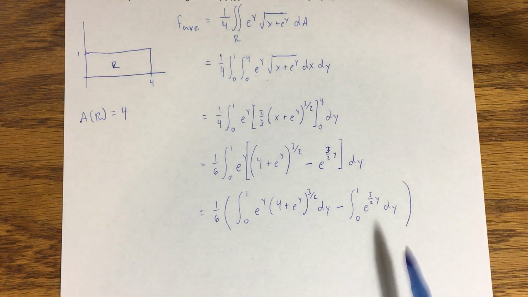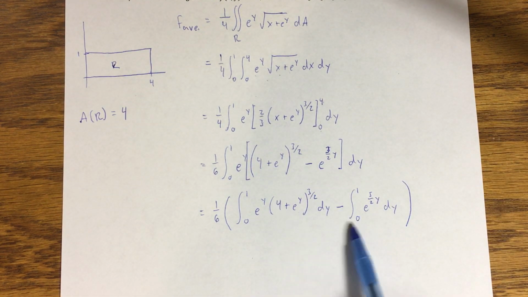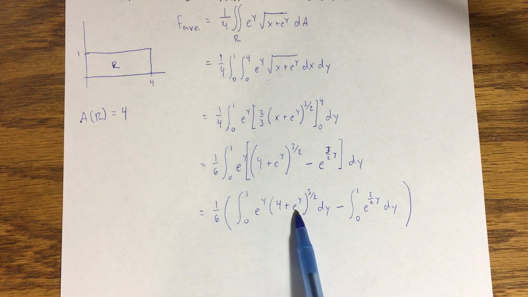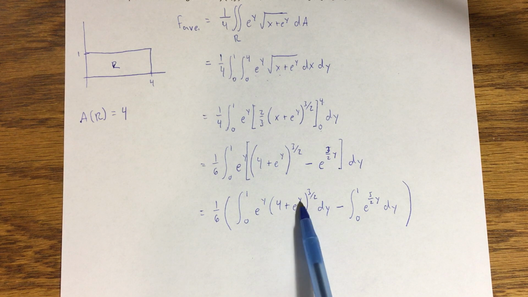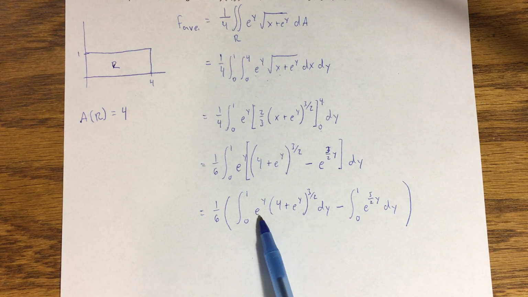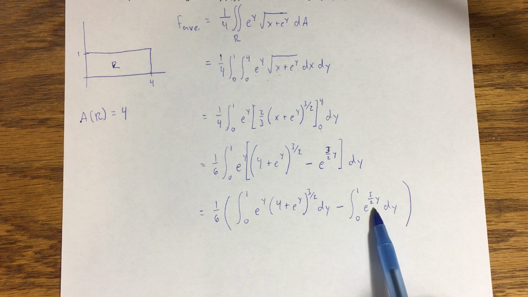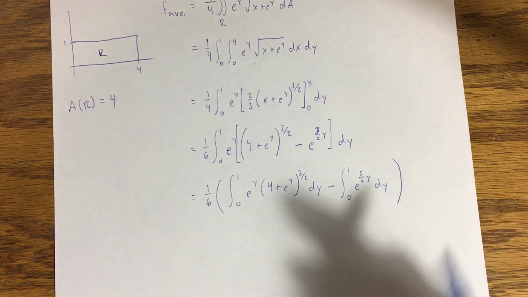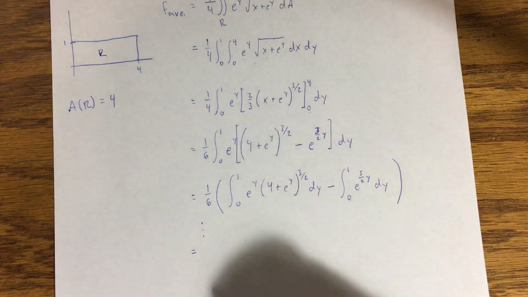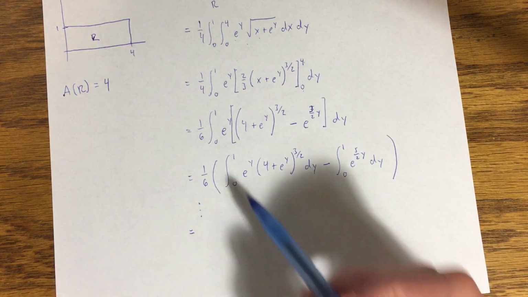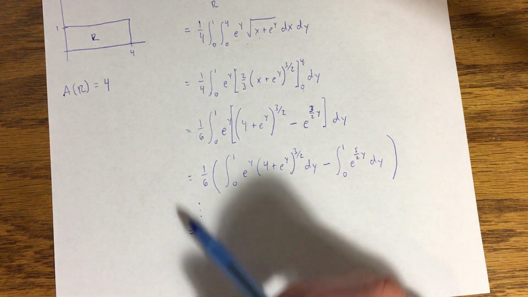Okay? Neither of these are that difficult to evaluate. Notice here I would use a u substitution, set u equal to 4 plus e to the y. There's my du right there, e to the y dy. That's fairly straightforward. This one is pretty easy to do. 5/2 y is my u substitution there. So I'm going to skip the calculus 2 stuff of getting to an answer, and just go straight to my answer.